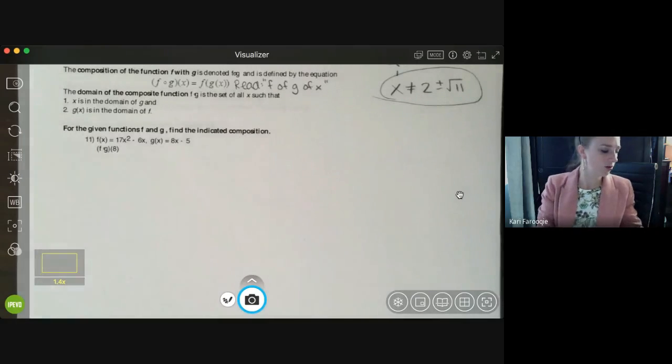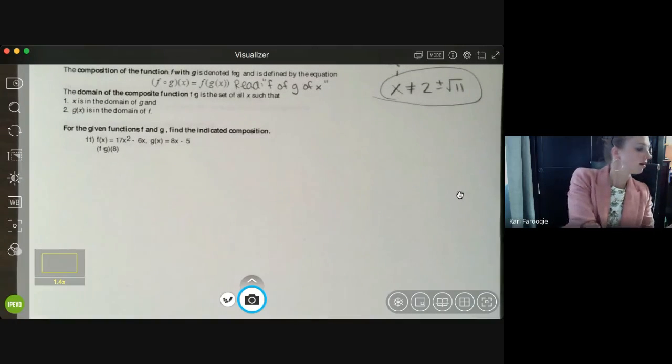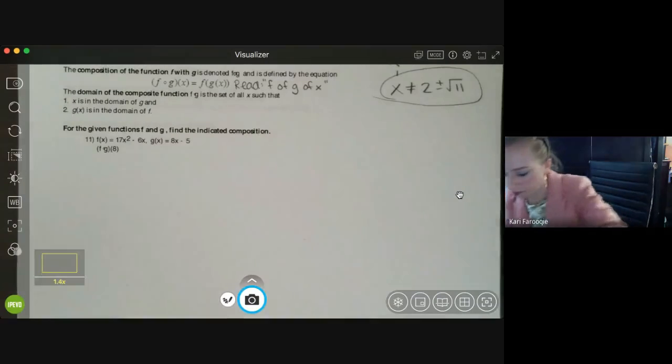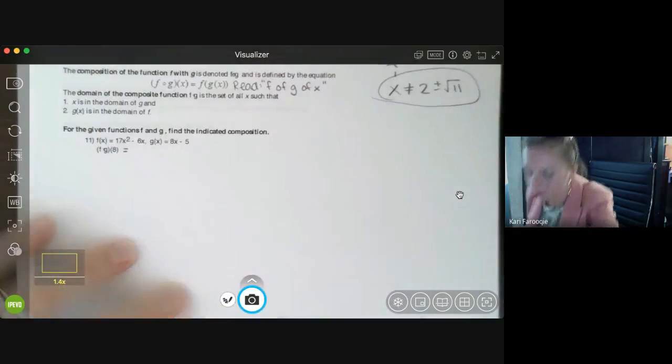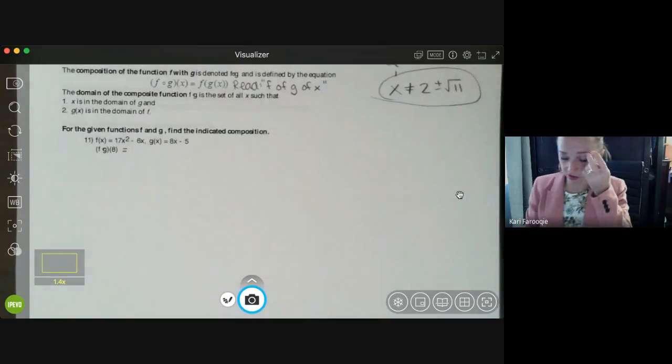And I did not ask here to find f of g. So let's first, that's fine. I just asked you to find f of g of 8. We'll do another composition on the next page.